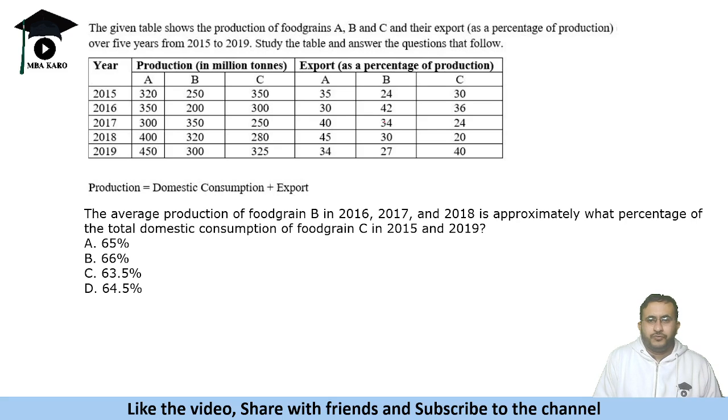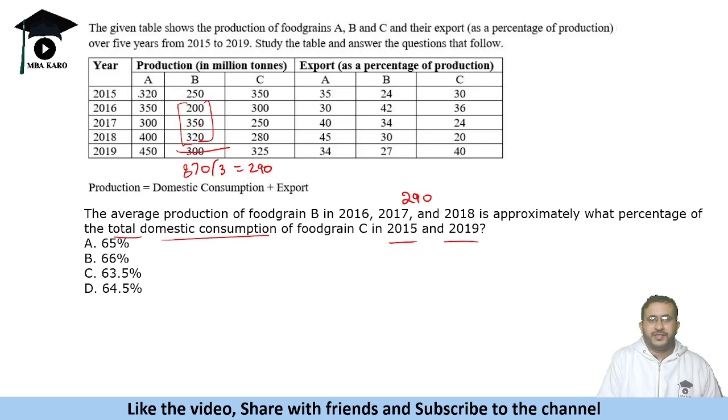The average production of food grain B in 2016, 17 and 18 is approximately what percentage of total domestic consumption of C in 2015 and 19? Now this first part is just about production. So for 16, 17, 18, if you add these three you will get 870. Divided by 3, you will get 290. So the value is 290.